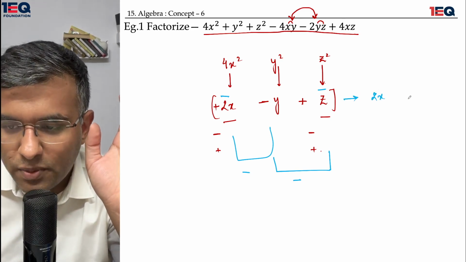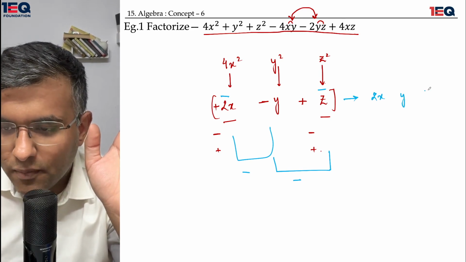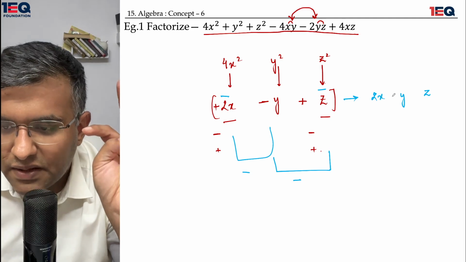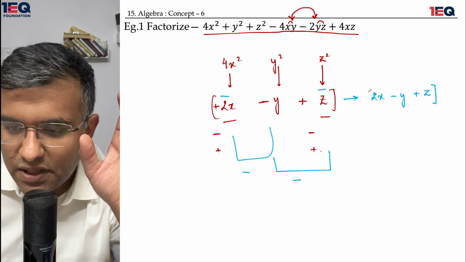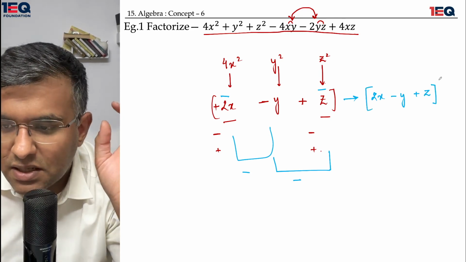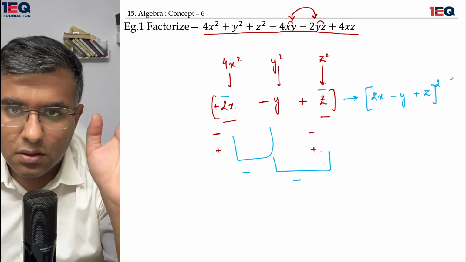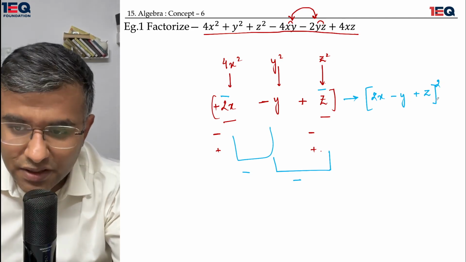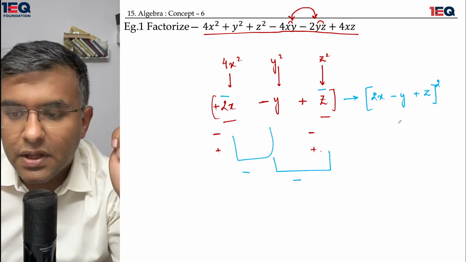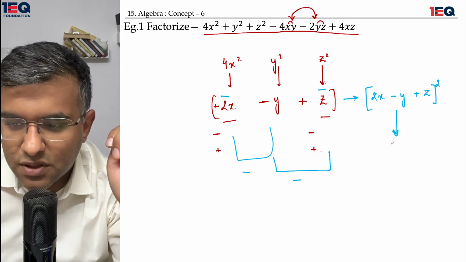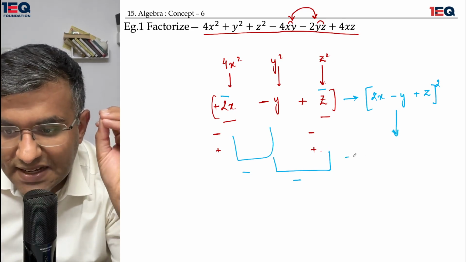My answer is going to be 2x, y, and z with the negative sign being only with y and the others being positive. I've given the braces and I've given a square. So I believe my work over here is done, and this is the factorization of this particular question. There might be a situation where they might ask you to give the exact factors of it.